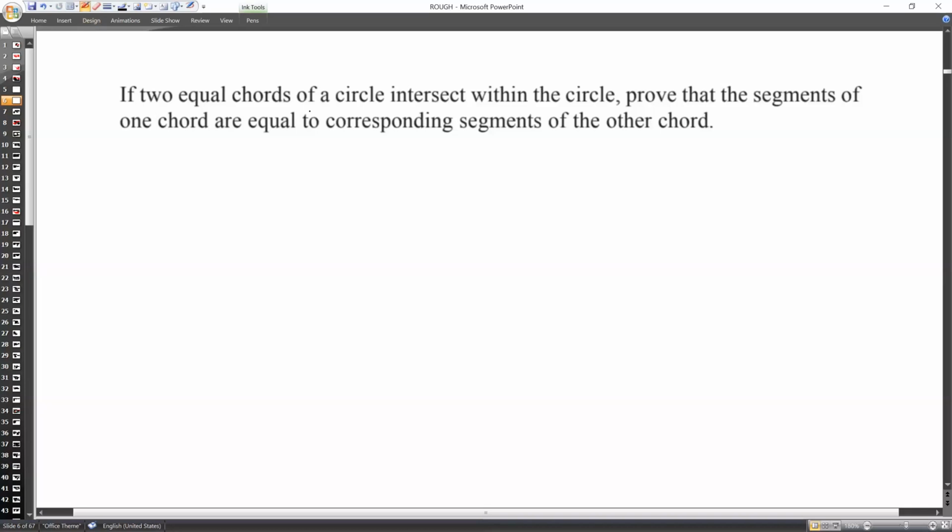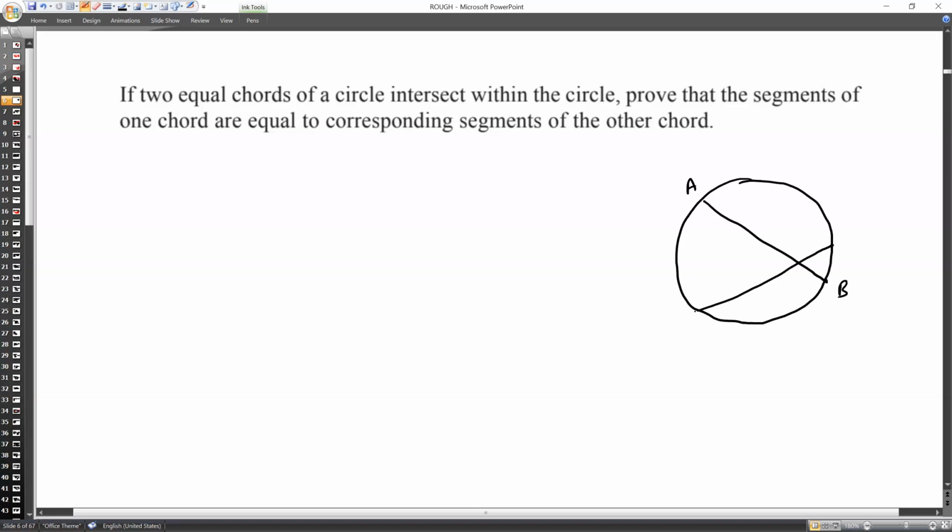So what is this question saying? That if two chords of a circle intersect within the circle, then prove that the segment of one chord is equal to the corresponding segment of the other. One of the students has their mic open. Please mute your mic.